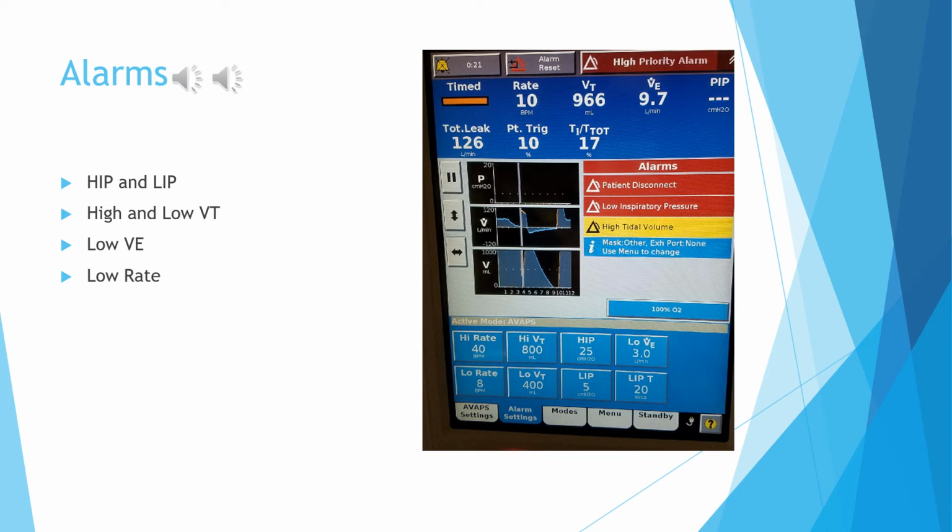In the picture on the right, you can see an example of alarms that may occur. The patient disconnect alarm means that the leak is too high and the ventilator thinks that the patient may be disconnected. Low inspiratory pressure means that the pressure that the patient is getting for their IPAP is lower than your low inspiratory pressure alarm. This may also mean that there's a disconnect. High tidal volume alarm may mean that your min P is set too high and they don't actually need that much pressure anymore.